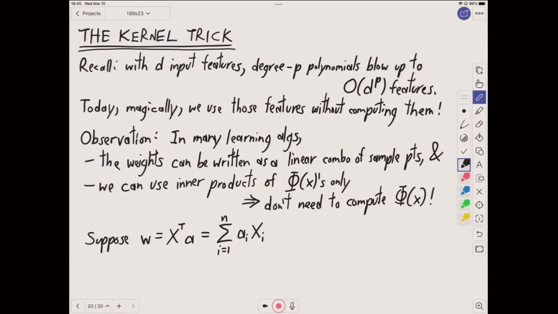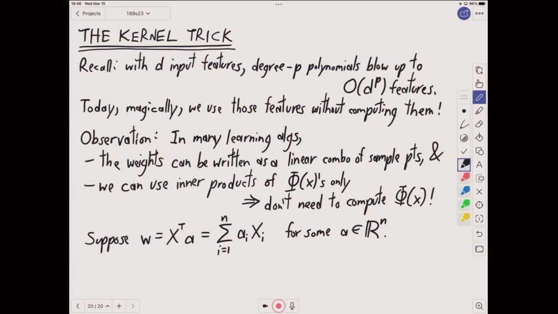And so the a_i's, the components of this vector a, are just the coefficients of a linear combination of sample points. And what I'm claiming is that the optimal w, if you have an algorithm where the optimal w always takes that form, you might be able to use this trick. So this has to be true for some vector a in n-dimensional space.